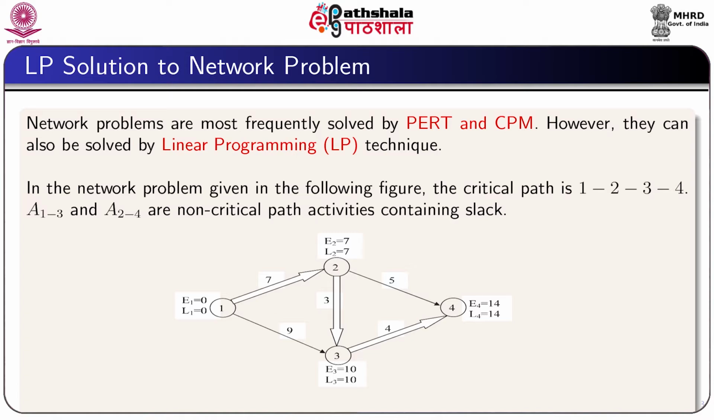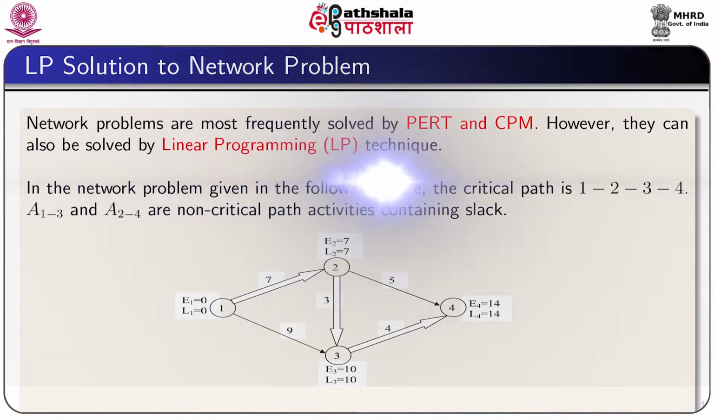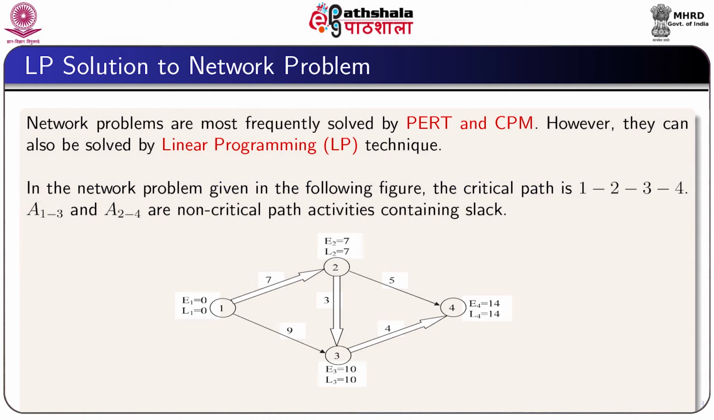In the network problem given in the following figure, clearly the double line arrows show the critical path 1, 2, 3, 4, while the activities 1-3 and 2-4 are non-critical. They are non-critical activities and they have some slacks.